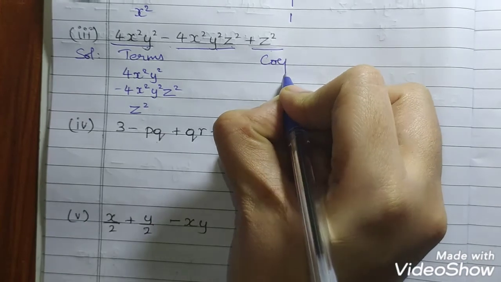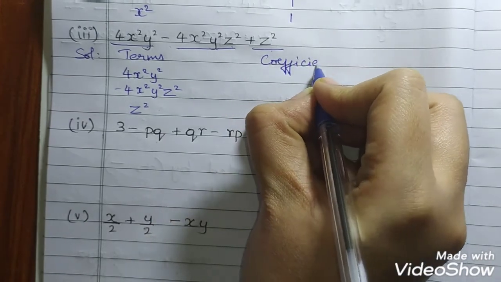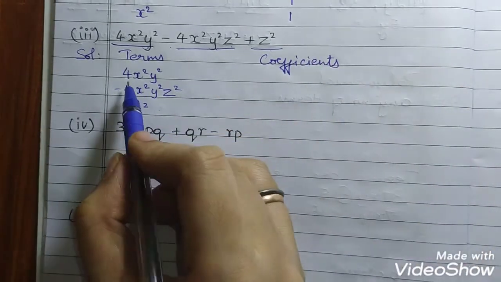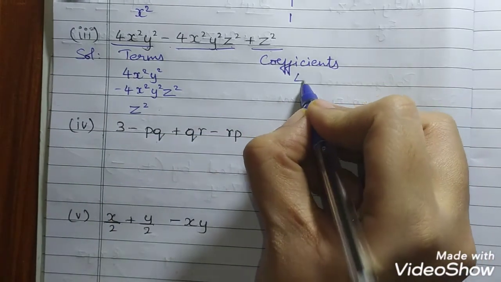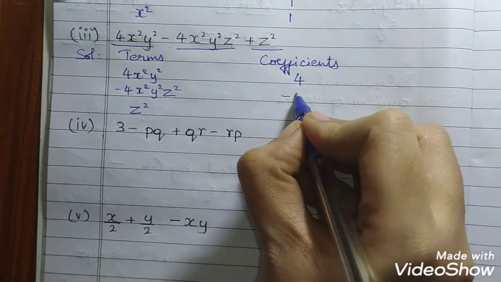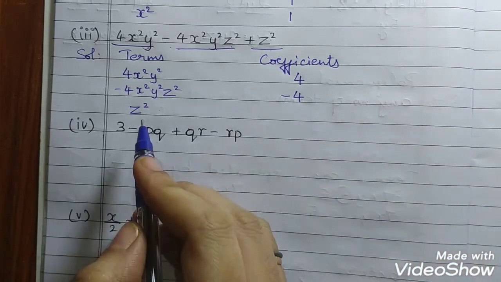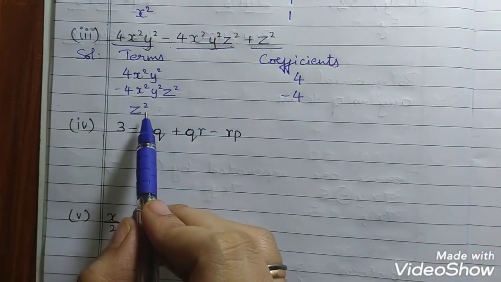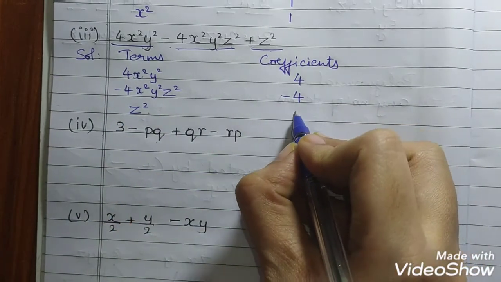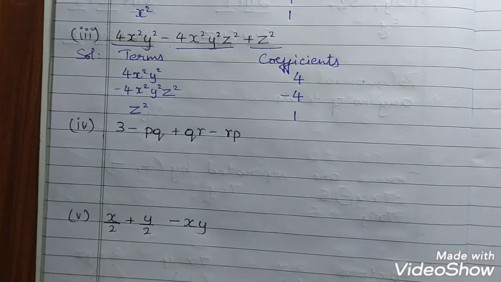Coefficients. For the first term, the coefficient is 4. For the second one, it is minus 4. And for the third one, z square is nothing but 1 into z square. So the coefficient is 1. Okay.